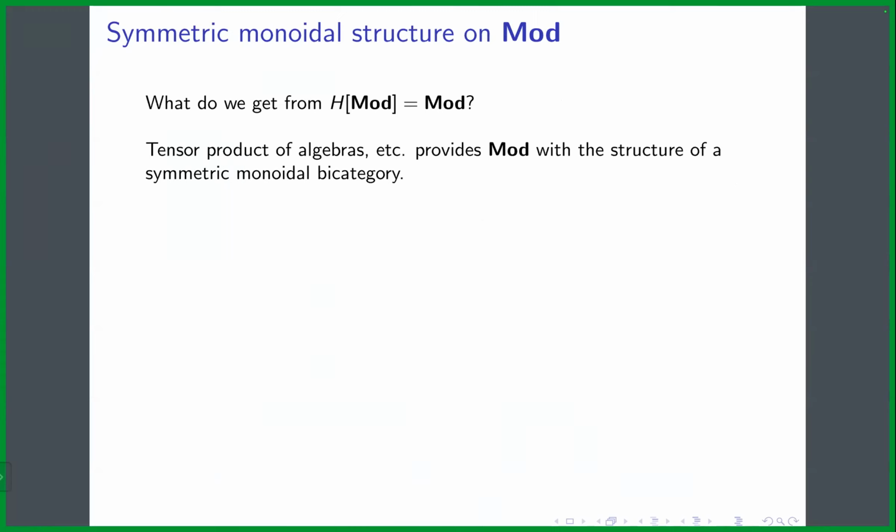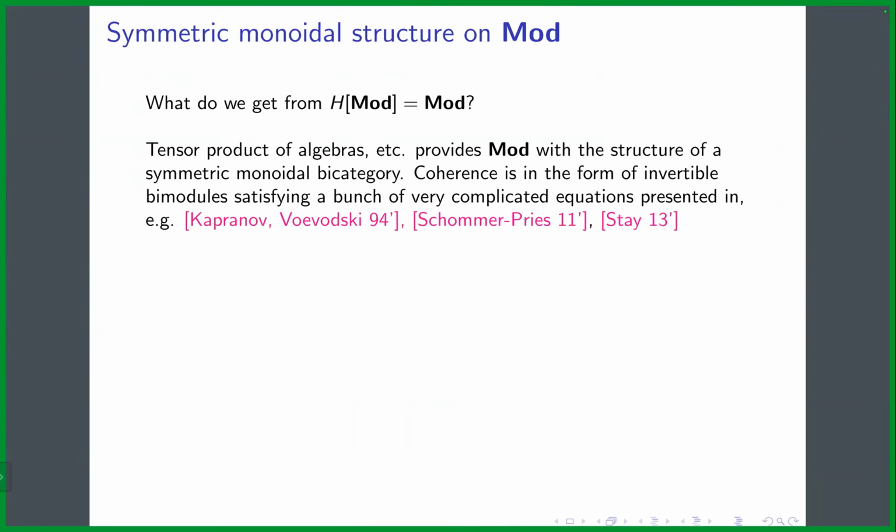Tensor products of algebras, by modules and by module morphisms, provide this bicategory Mod with the structure of a symmetric monoidal bicategory. Now, if you've seen the definition of a symmetric monoidal bicategory, it's this sort of intimidating set of axioms, sometimes very well organized, sometimes not so much. I like the way Mike Stay presents the axioms in his paper on compact closed bicategories. So if you've never seen the axioms for a symmetric monoidal bicategory, I strongly recommend looking at that paper.